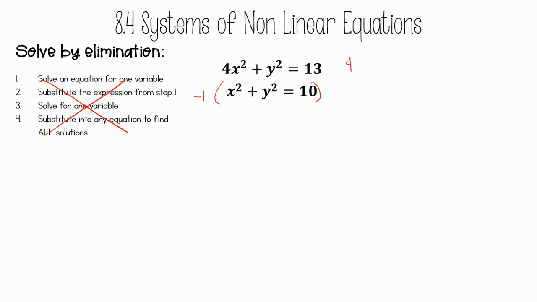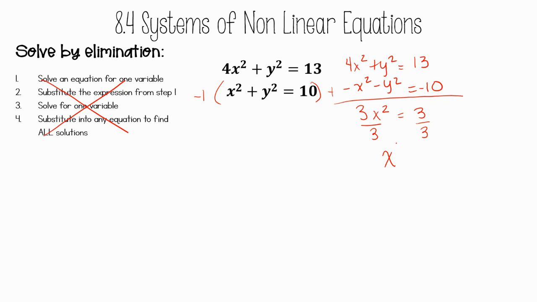So I get 4x squared plus y squared equals 13. And then I have -x squared, -y squared equaling -10, because I almost forgot to distribute the negative. Now I can add my equations together like I do with elimination. My x squareds become 3x squared, my y squareds cancel, and 13 plus -10 gives me 3. Divide by 3, and I'm going to get x squared equals 1.